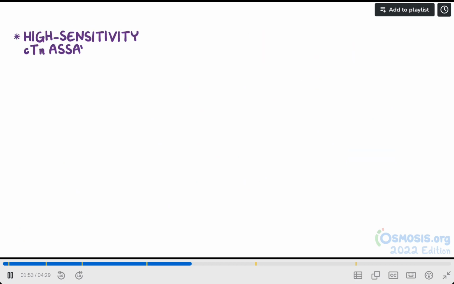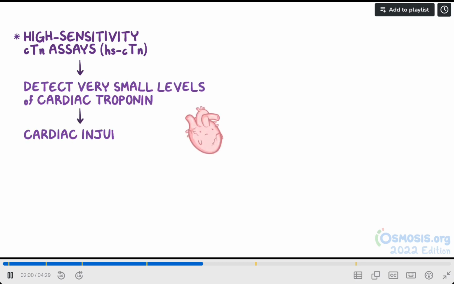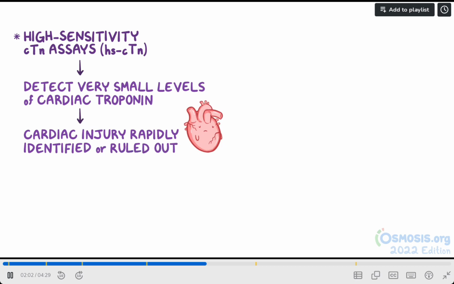High-sensitivity CTN assays, or HS-CTN for short, can detect very small levels of cardiac troponin, so cardiac injury can be rapidly identified or ruled out. Individual troponins can also be drawn.